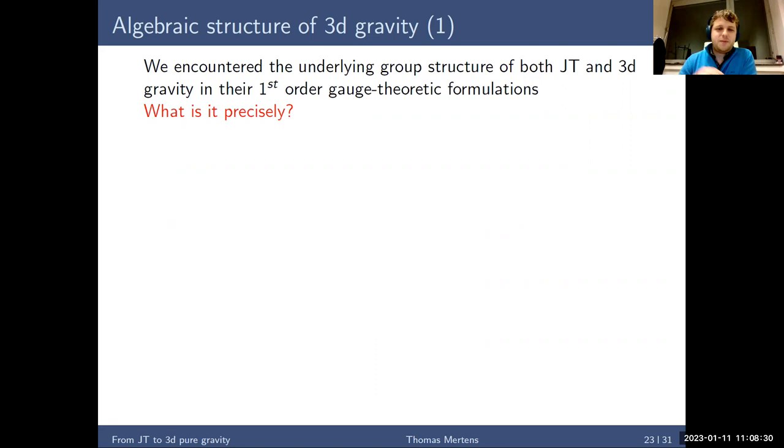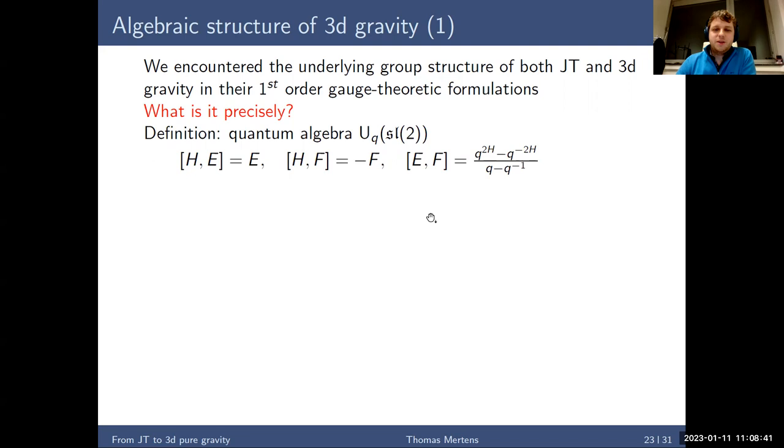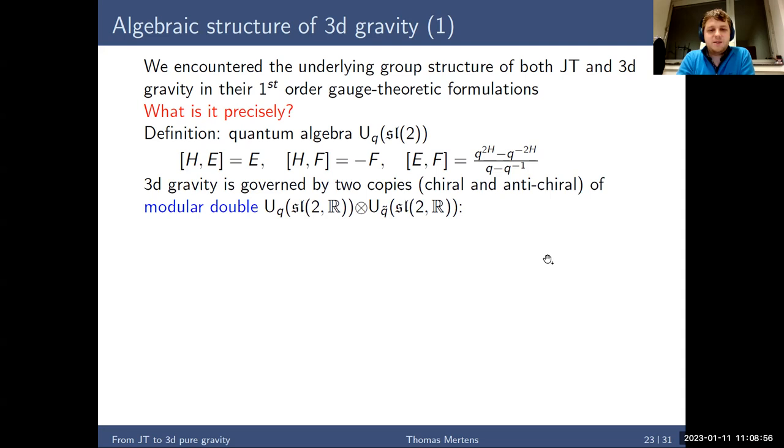So what is this group theoretic structure precisely that is underlying JT and 3D gravity? Now for 3D gravity, it's governed by an object that's related to the quantum deformation of SL2R. Here I've written down the quantum algebra U_q(SL2R) with three generators H, E, and F and a deformation parameter q. Now 3D gravity is not governed directly by this, but instead by two copies of it, chiral and anti-chiral pieces. And each of these is what is called the modular double.